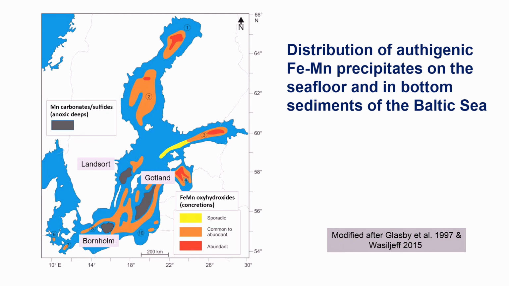These dark areas on this map show the positions of the Landsort, Gotland, and Bornholm basins, the anoxic deeps of the Baltic Sea, where reduced iron and manganese minerals form. These are sulfides and carbonates. And in the more shallow areas, we have the precipitation of these oxo-hydroxide type phases. And the Gulf of Finland is one of the hotspots when it comes to these oxide precipitates.